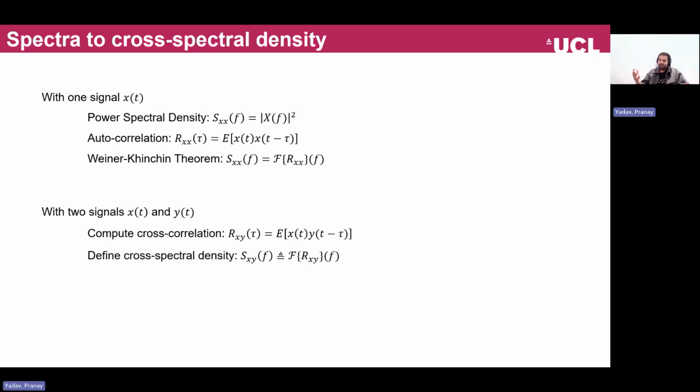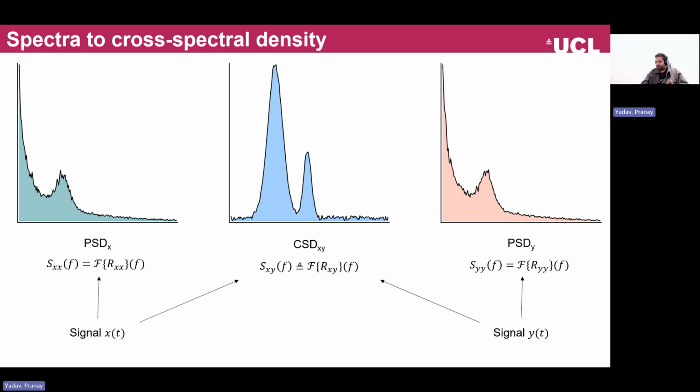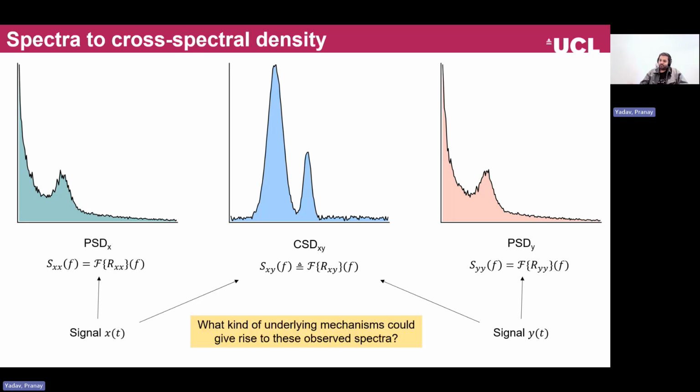So, any shared fluctuations at different frequencies. Right, so this is what it looks like. We have a signal X, a signal Y. We compute its power spectrum density. We also compute its cross spectral density, which now says at each frequency, what is the strength of shared fluctuations. Now, the question is, what kind of underlying mechanisms in a system could give rise to these observed spectra?